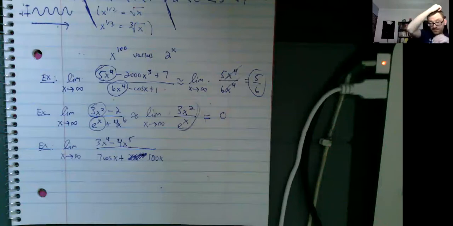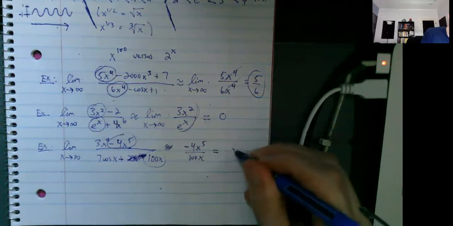So what do we do? Identify the fastest growing terms. So in the top, that would be actually this guy right here. That's negative 4x to the 5th. On the bottom, the fastest growing term is this guy right here, because that's a part of this category, whereas the cosine function is in the slowest growing family, so over 100x. There is a little bit of cancellation that can be done. You can cancel this x here with one of the copies of x on top. So that's negative 4x to the 4th over 100.